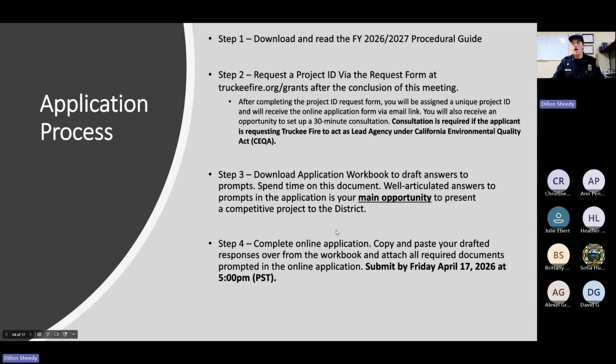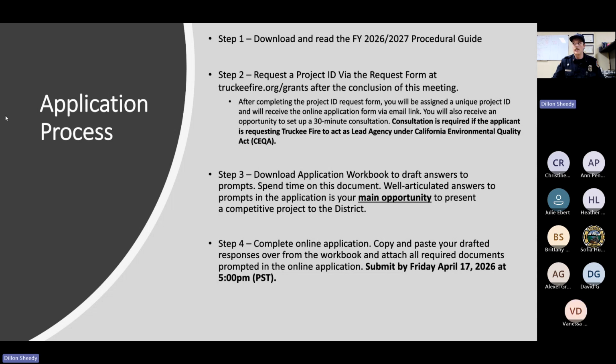The second step, after you read the procedural guide and watch the first recording, is to request a project ID. That again is on our website. Once you complete a project ID, you're assigned a unique project ID number that you'll use throughout the process. And you'll receive an online application link via email once you complete that project ID request form.